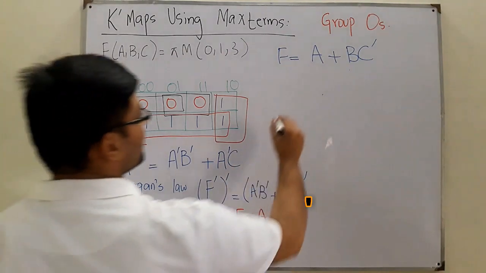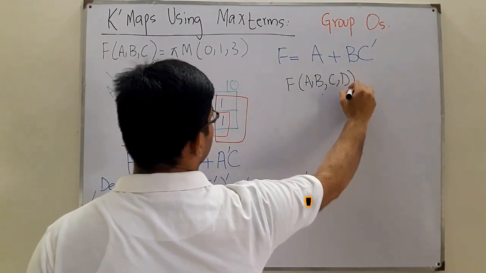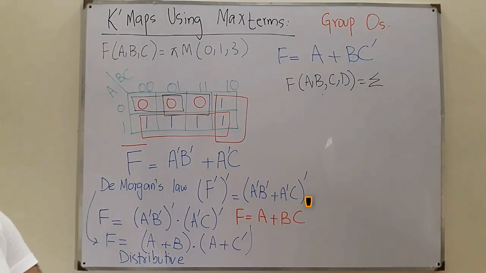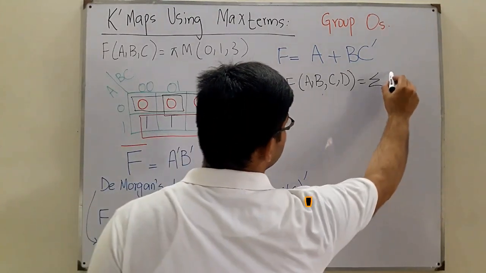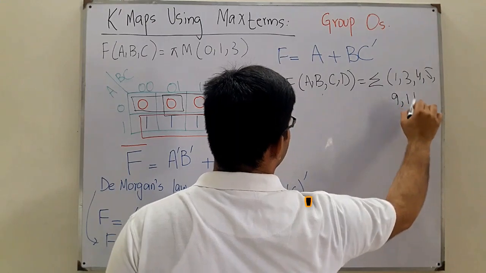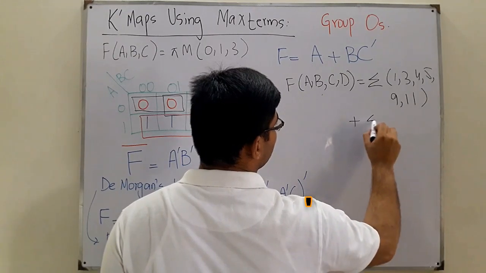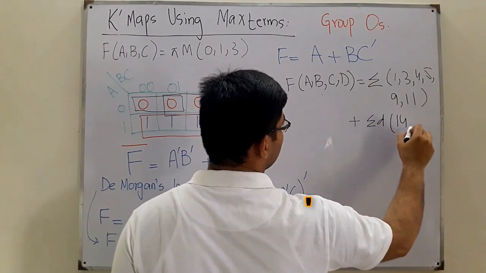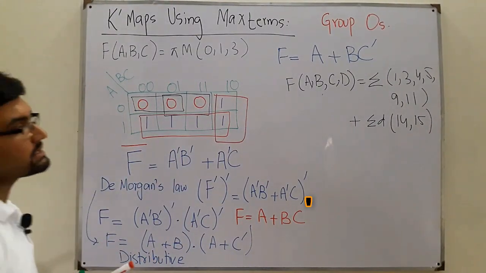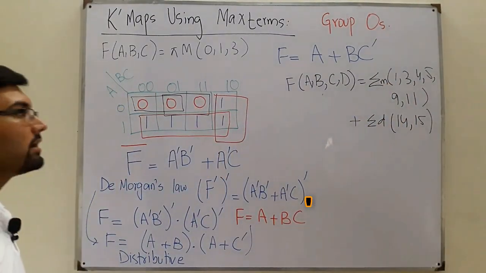Let's say we are given a four variable function A, B, C, and D, and it is given in the summation form: 1, 3, 4, 5, 9, 11, and then we have plus a don't care 14 and 15. Now how to solve this using max terms, all right? So it is given in the summation form of min terms, all right? So you know the others are max terms.